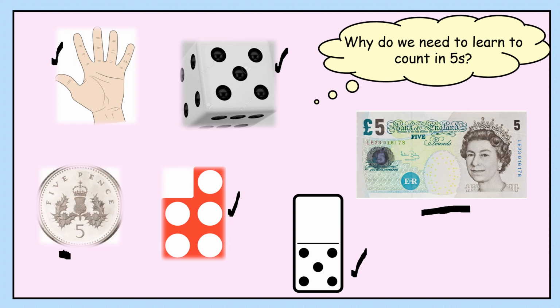So one reason is that it's important to be able to count in fives because it helps you to count quickly. And the other reason is that the number 5 is everywhere, so it's really important that you have good practice in counting in fives.